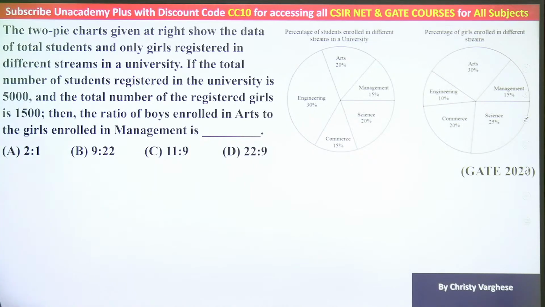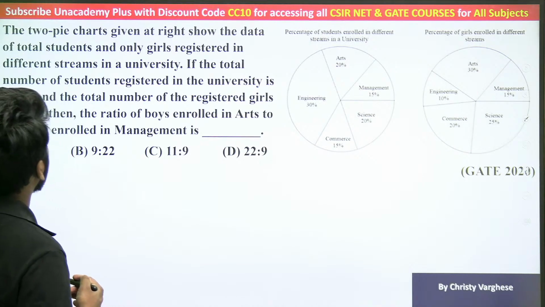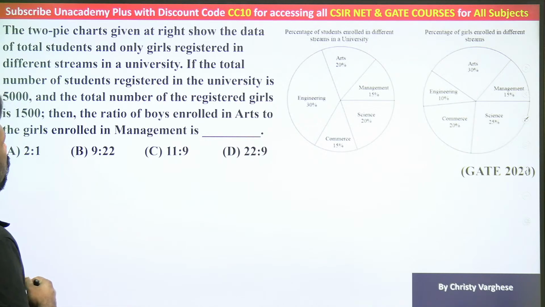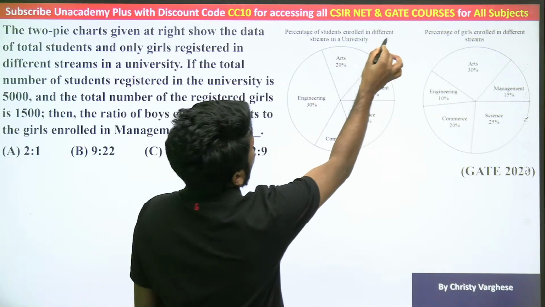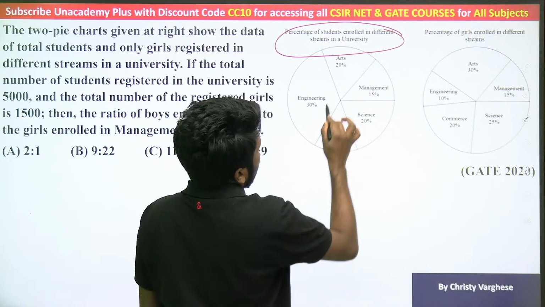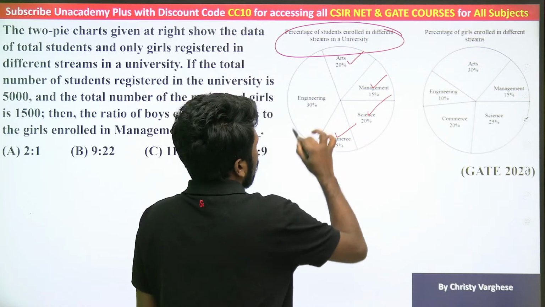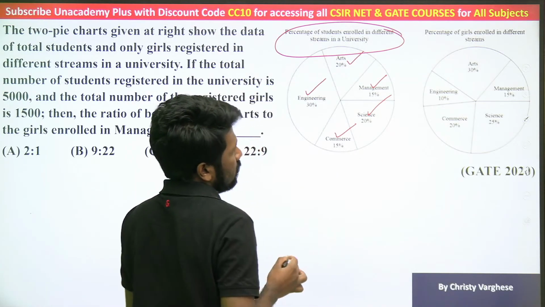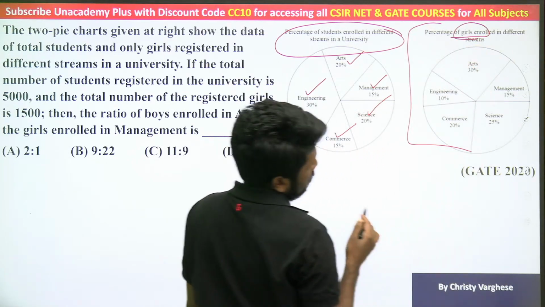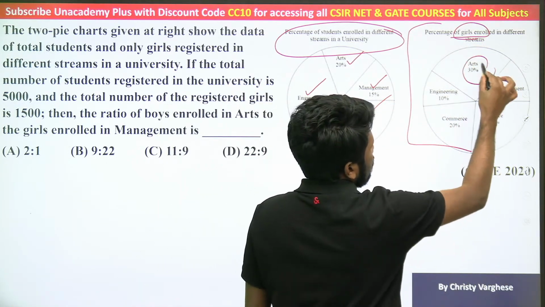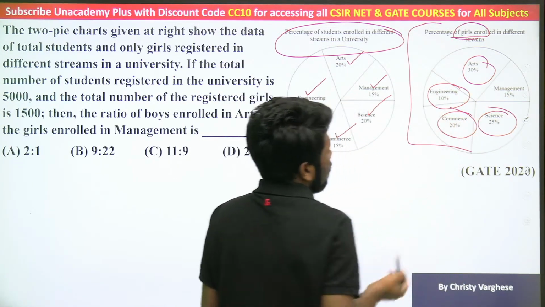The two pie charts given at right show the data of total students and only girls registered in different streams in a university. So what does that mean? This is the data of total students enrolled in the university. In art stream, how much percent, management, how much percent, science, how much percent, commerce, how much percent, engineering, how much percent. And what is the second pie chart saying? Percentage of girls enrolled in different streams. Arts में कितना girls है, management में कितना girls है, science में कितना, commerce में कितना, engineering में कितना.